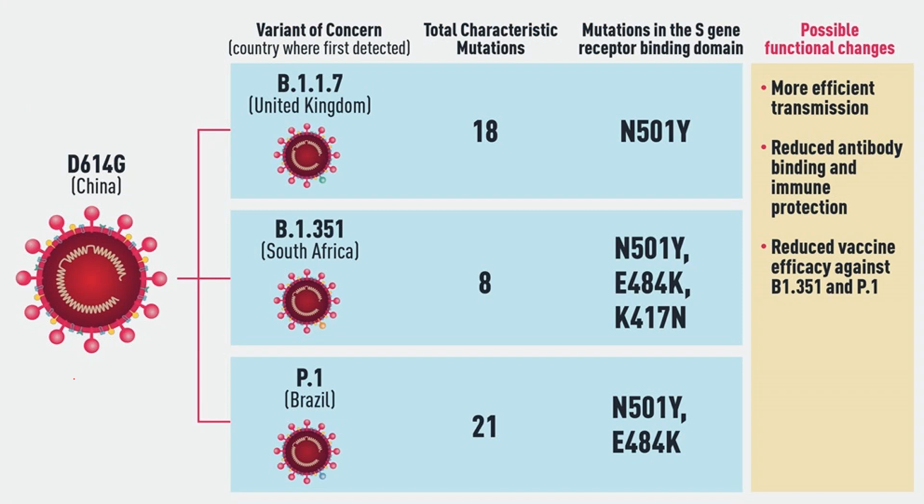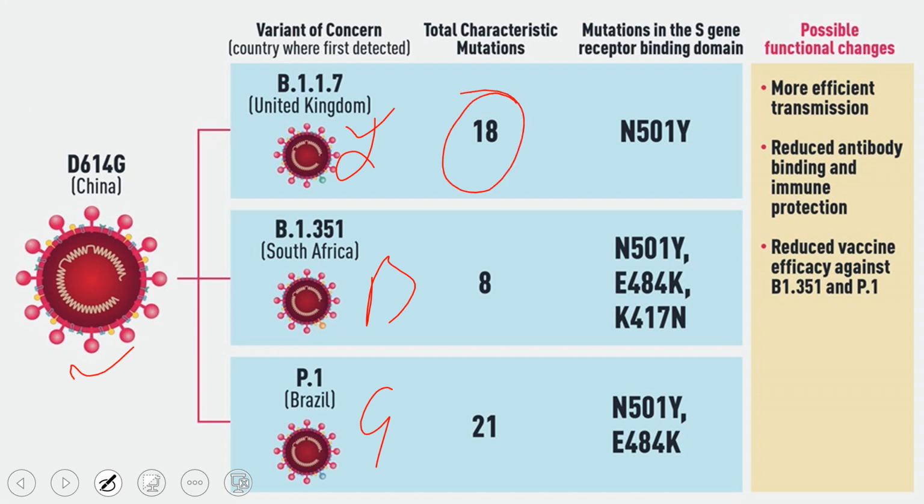If you see, this is the original variant which came from China, and then the first one, which was initially called the United Kingdom variant, is now called alpha. This is African, called beta, and Brazilian is called gamma, and Indian is delta and delta plus. This shows the number of mutations.